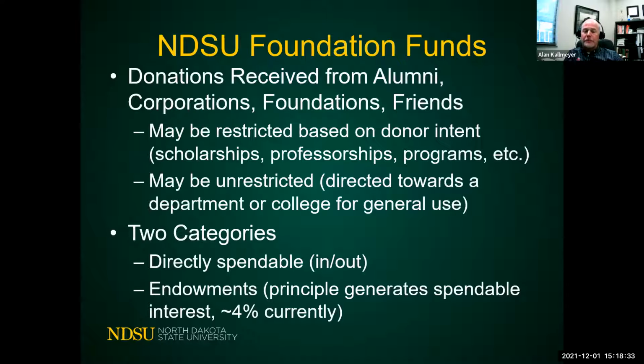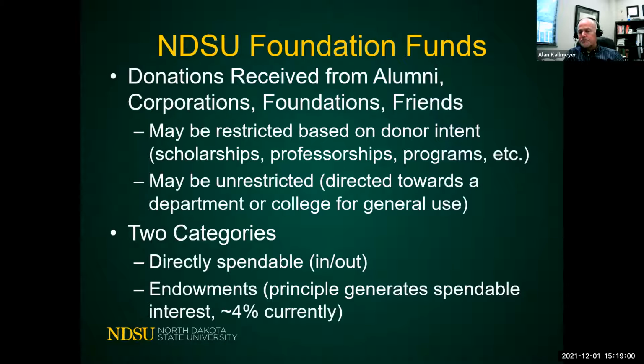Those foundation funds, typically there's two categories. They can be placed into what we call a directly spendable account. So the money comes in and it goes out. So whatever comes in, that's how much money you have to spend. The larger gifts might be set up as endowments. And an endowment, basically, you're not spending the principal, you're only spending the interest that accrues.